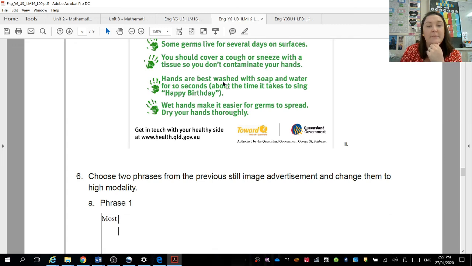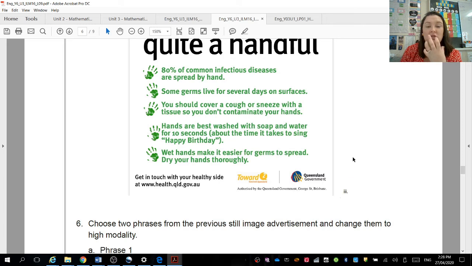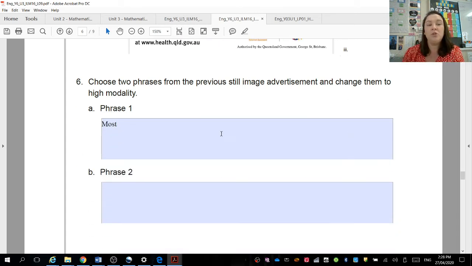Here, "hands are best washed with soap and water for 10 seconds." You could say "hands must be washed." I think those are really easy ways to change middle to low modality to high modality. Consider the word choices. Change something that has very little sense of urgency to something that is a definite, a must. So do that for 2. Change 1 here and 1 here. Pause the video and go and do that activity.